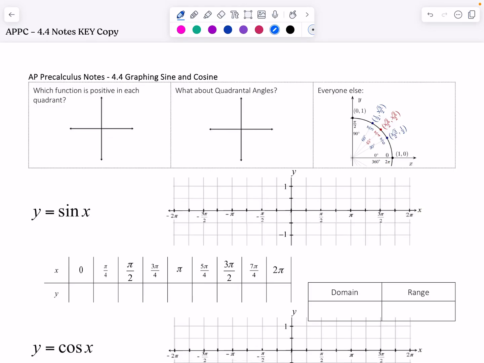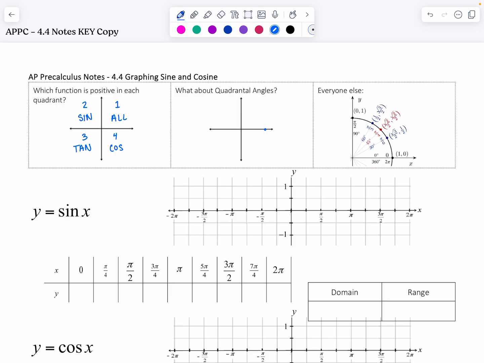Okay, let's talk about graphing sine and cosine. Before we start, let's remind ourselves of our quadrants, right? So we have quadrant 1, 2, 3, and 4. I should do this with different numbers, but that's okay. We know that all of our trig functions are positive in quadrant 1. We know that sine is going to be positive in quadrant 2. We know that tangent is positive in quadrant 3. And we know that cosine is positive in quadrant 4. So we're going to keep that in mind as we move through our graphs, right?